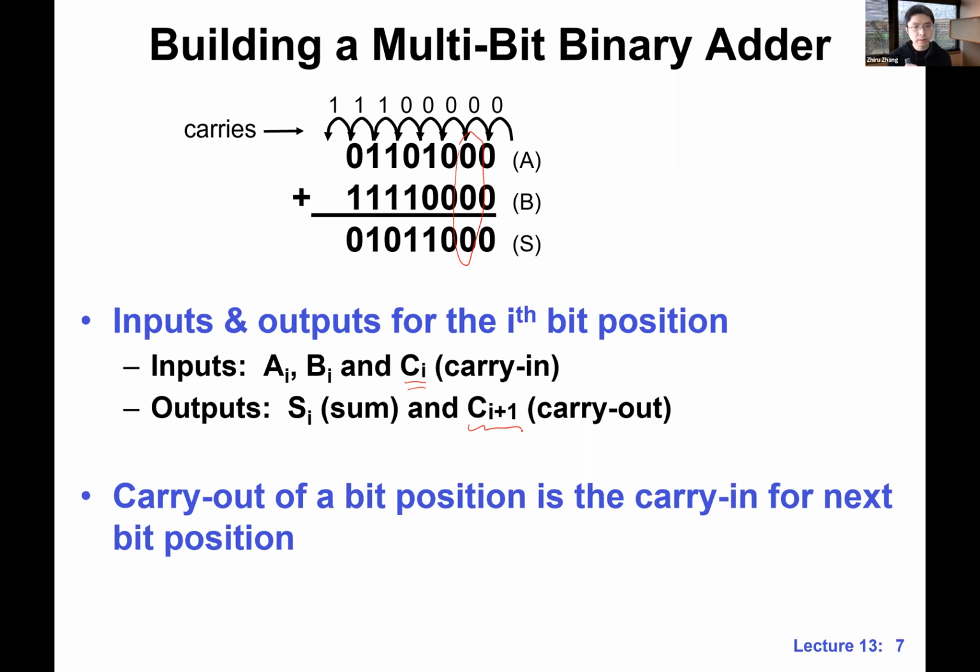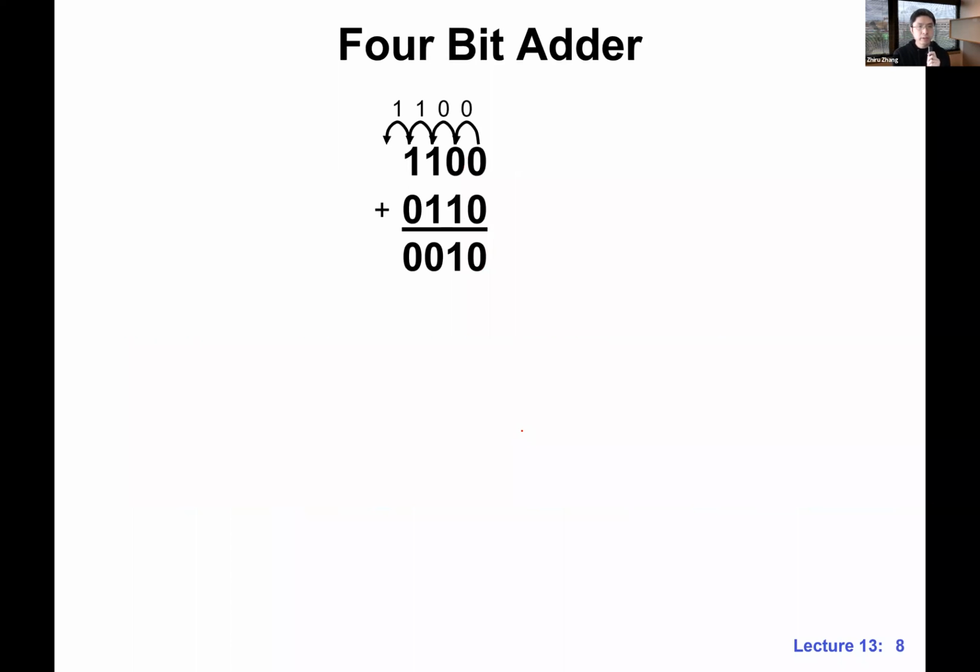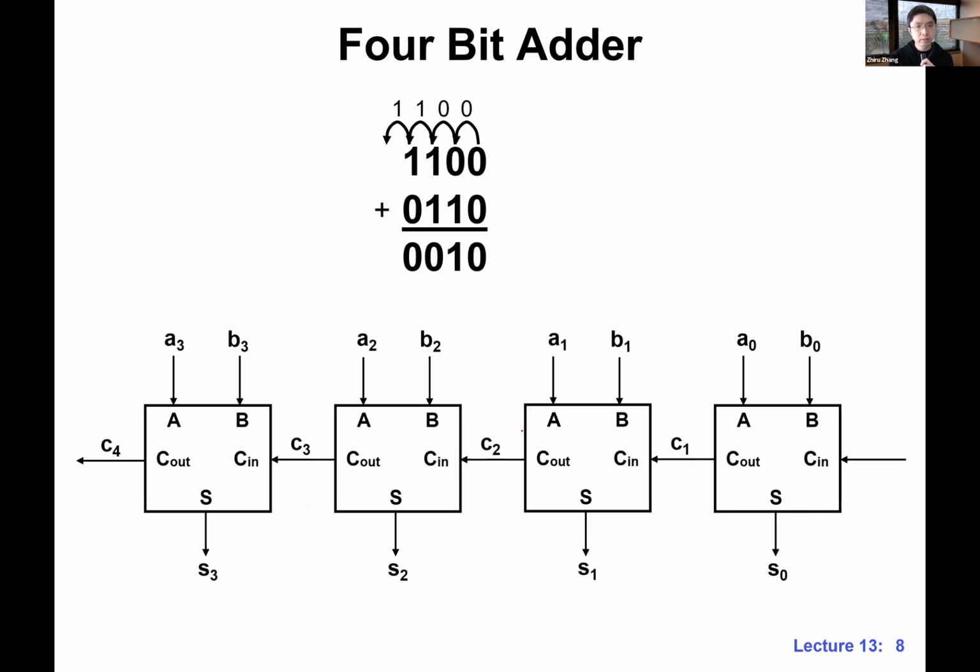Okay, so these are the notations. And of course, the carry out of a bit position is basically the carry in for the next one, since this is a basic cascade. Given these definitions, let's see how we use this 1-bit full adder to build a 4-bit adder. All we need to do is cascade them from the right to the left, and we just need to propagate the carry. Okay. What do we put here?